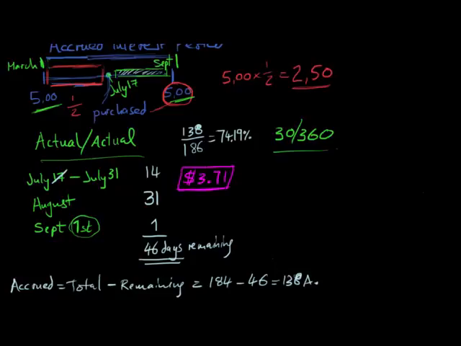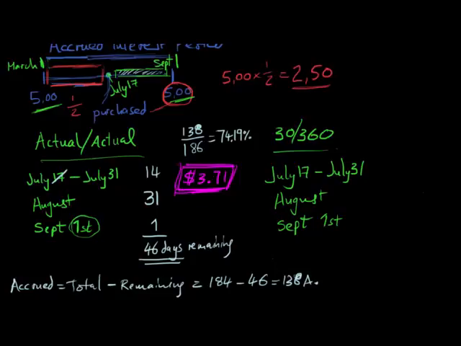Alright, now let's see what's the difference in the 30/360 convention. So again, we're going from July 17th. These are the remaining days. July 17th to July 31st. Then we've got all of August, and we've got September the 1st, which we count.